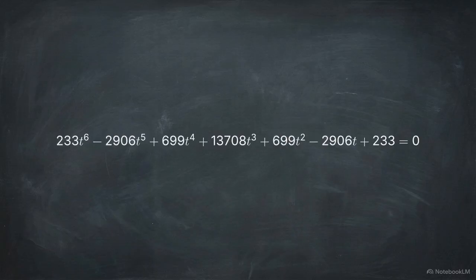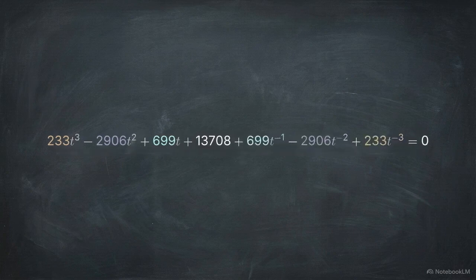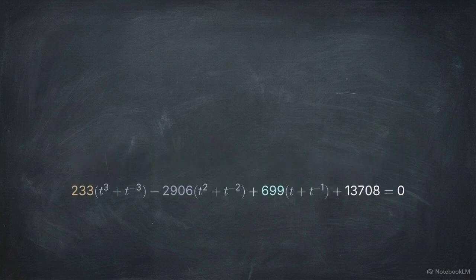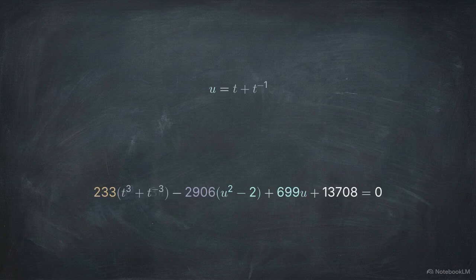Because this polynomial is symmetric, we can divide the entire equation by t cubed to balance the powers across the center. This division allows us to group matching symmetric terms together, combining positive and negative exponents. This equation defines the trace variable, u, as the sum of t and its reciprocal. By substituting u back into the grouped equation, the quadratic pairing collapses to u squared minus 2 and the cubic pairing to u cubed minus 3u.